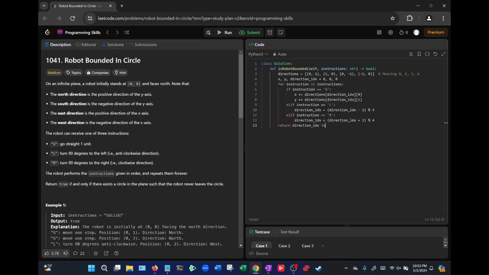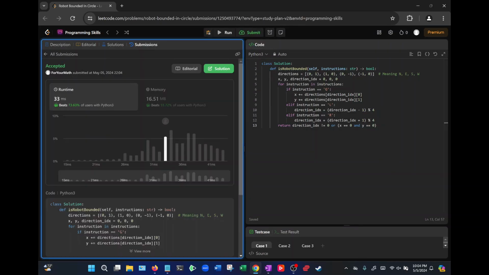So either the direction is not north, meaning that the direction index is not 0, or the direction index is 0 and we're at the origin. But we can just simplify that and check if we're at the origin, because if we're at the origin, it doesn't matter what direction we're facing. X equals 0 and y equals 0. Okay, so here is our code. Let's submit it. And there we go.